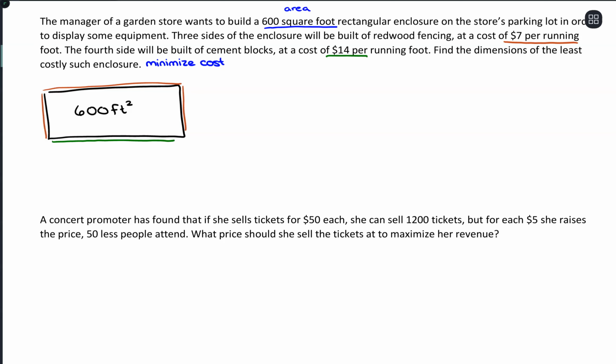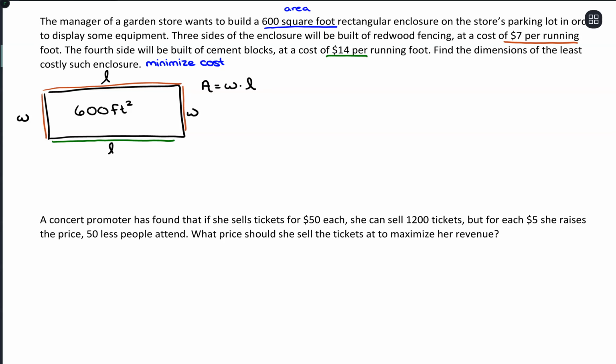Okay, so 2 things at work here. We have area, which comes from width times length, or length times width. We also have the idea of perimeter here, but specifically cost of perimeter. So let's go ahead and label: we have 2 sides that are the width and 2 sides that are the length. It doesn't matter which one's which here.